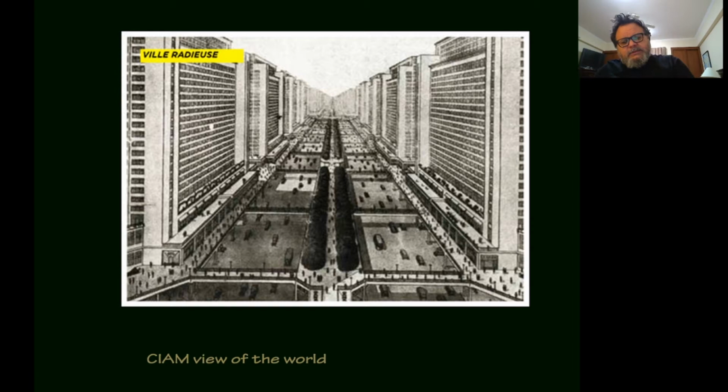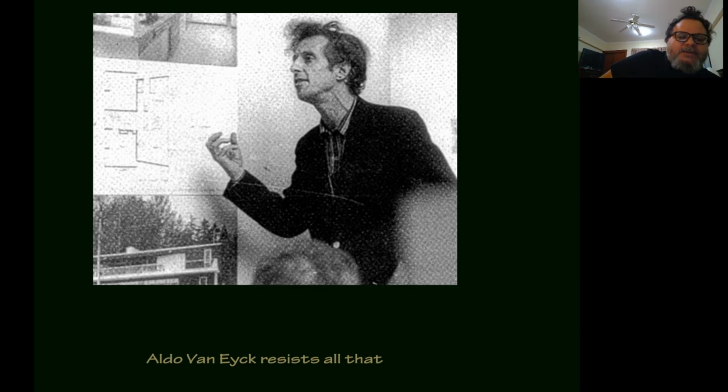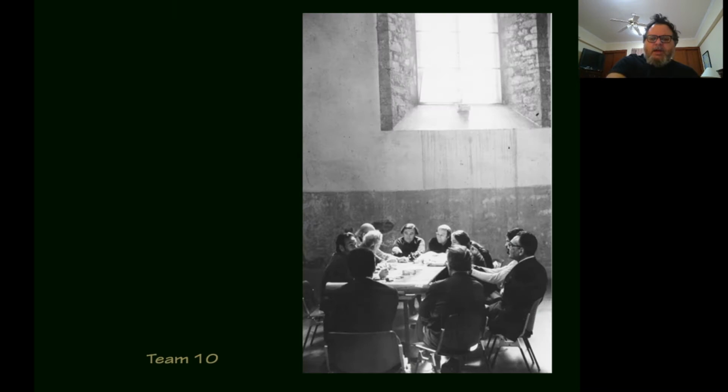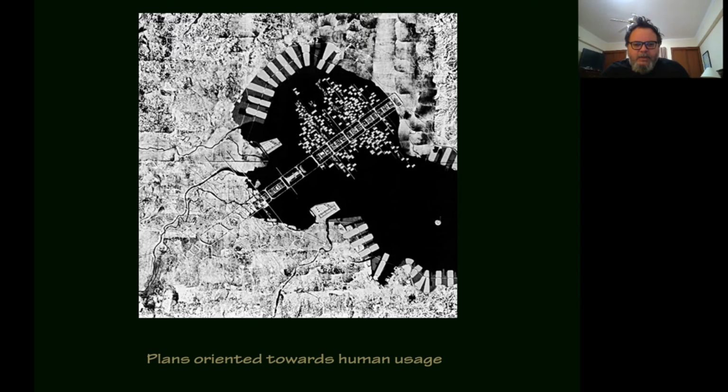Straight. And the first person to resist these people is this guy called Aldo van Eyck. And he's like, I am going to form the resistance. We don't have to kowtow to this idea of modernism and blah, blah, blah. And he forms a group called Team 10. And Team 10 is the acorn from which the mighty oak of contemporary design is really born. And they are focused on, and this is what's important.